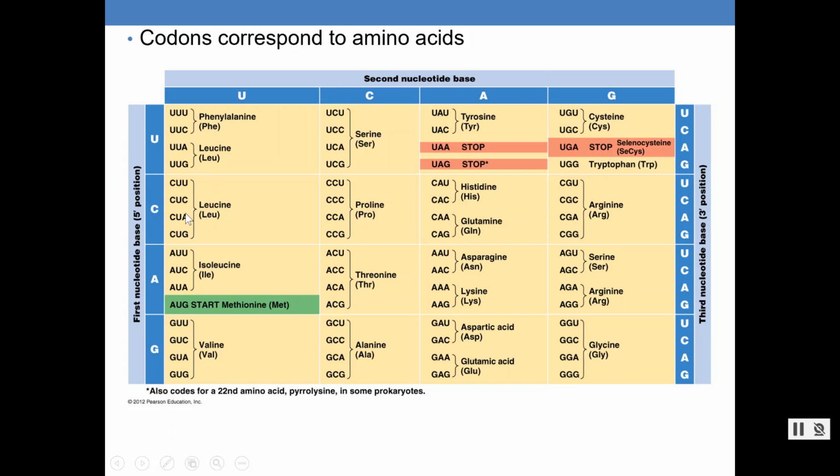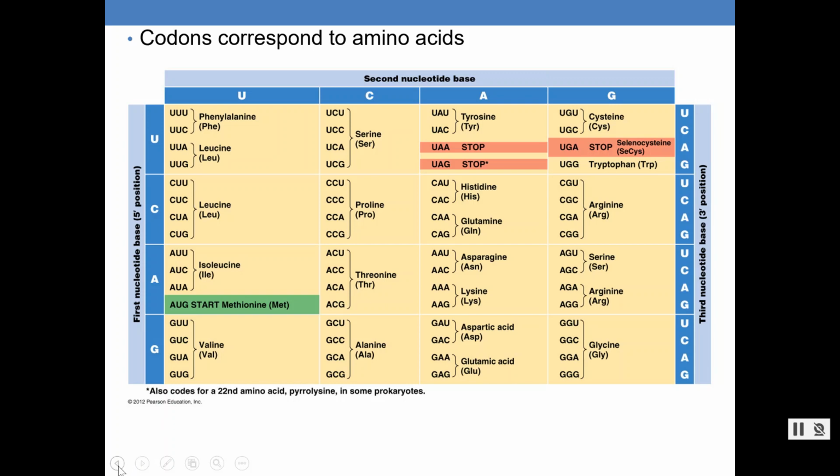This third position, and you'll see this happens a lot, it's always at that third position. They call this the wobble effect: you can get a little bit of mutation without changing the amino acid, and therefore your protein, your phenotype, will still be the same, do the same job, and be the same thing. So that's what's going on with the third one.